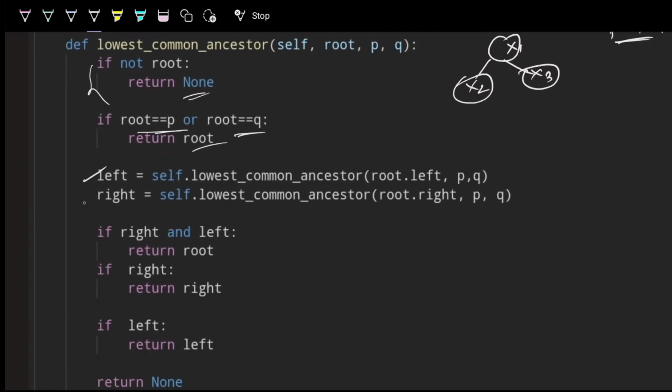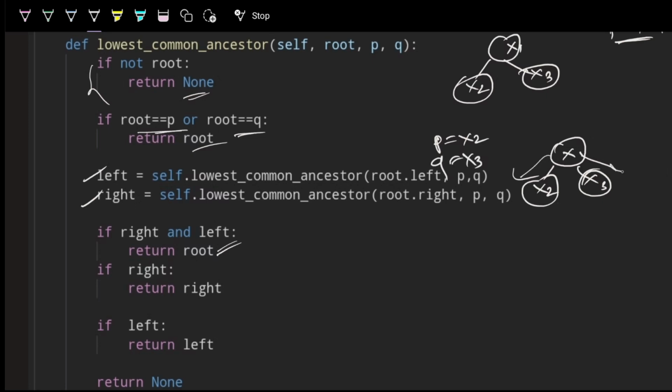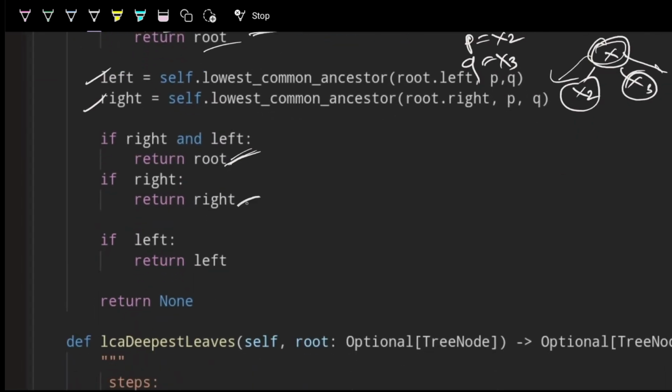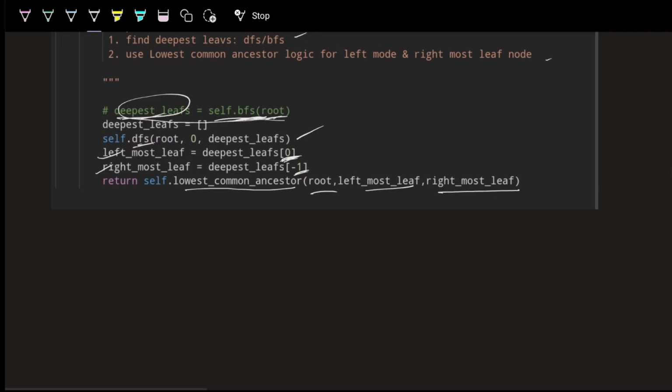Then I'm finding to the left side and finding to the right side. If I'm getting P on the left and Q on the right, I will return root, for example x1, x2, x3 with P equal to x2 and Q equal to x3. On left I'm getting P, on right I'm getting Q, so root is the answer for this solution. If I'm getting both things on the right, I will return the right. If both on the left, I will return the left. Otherwise I will return null. And ultimately this gives me the lowest common ancestor, which is what we have to solve.